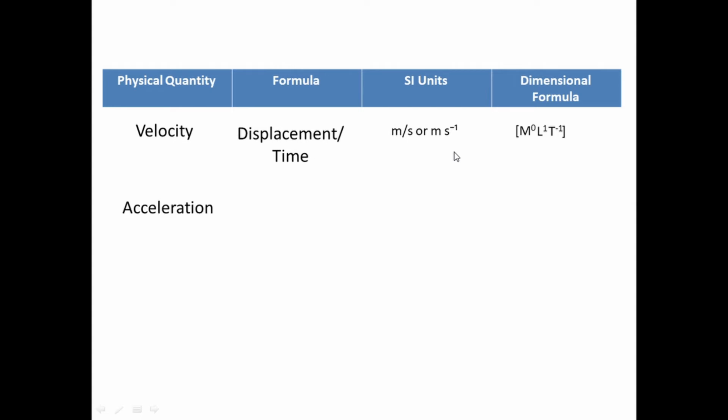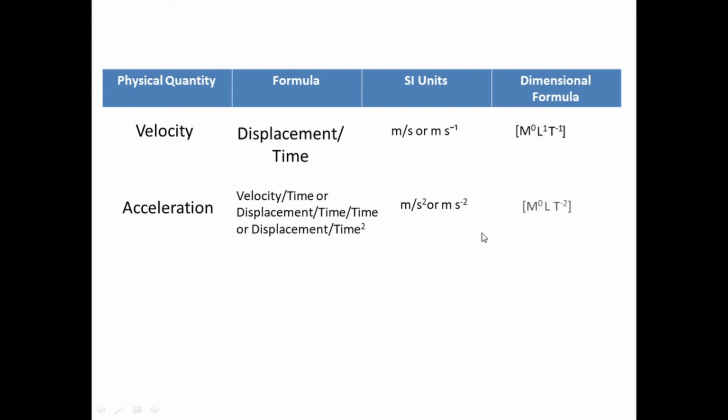Let's move on to acceleration. Acceleration has the formula velocity by time. And velocity can be written as displacement by time. And this time can be written as it is. So if we further calculate, we get displacement by time square. It has the SI unit meter per second square or ms^-2. Now this would be a quick one. M is length, L power 1, S is second, T power minus 2, and there is no mass, so M power 0.